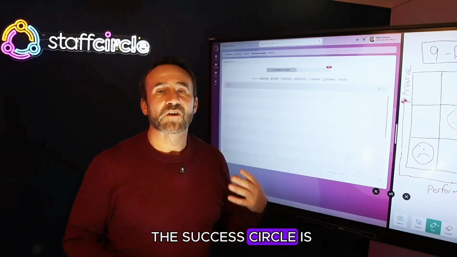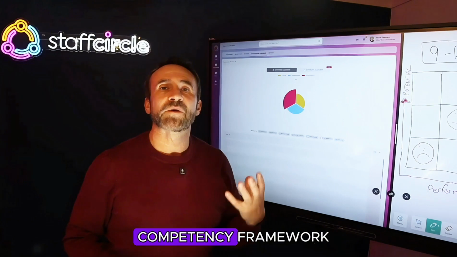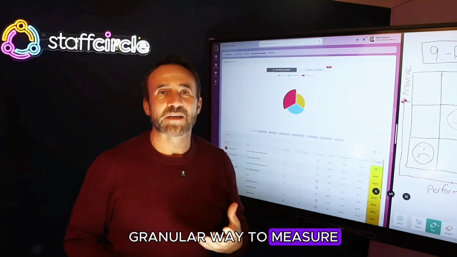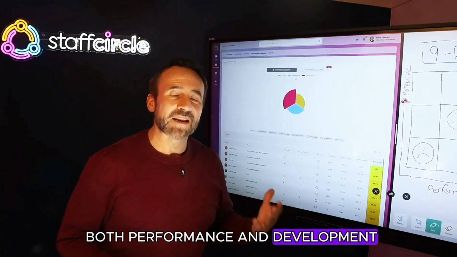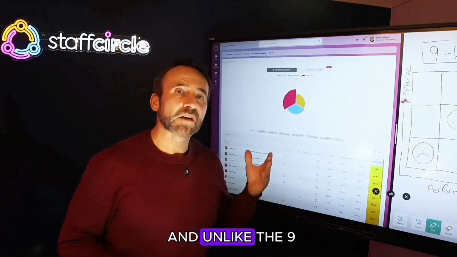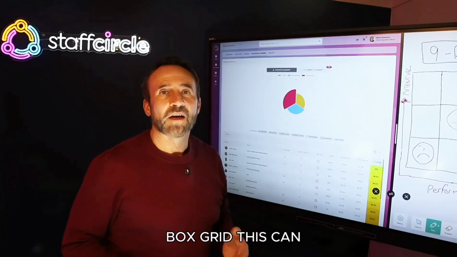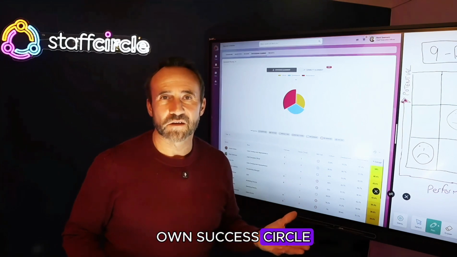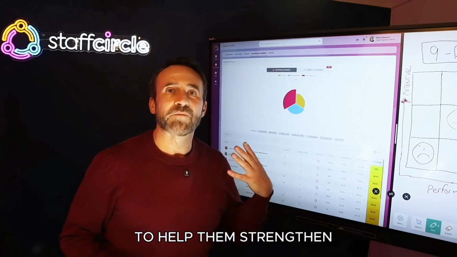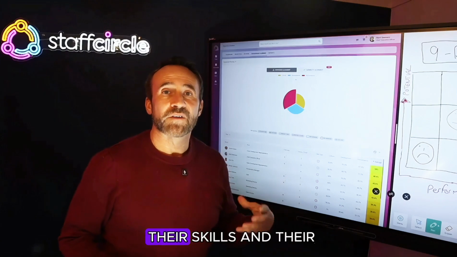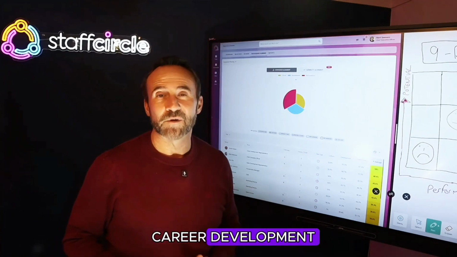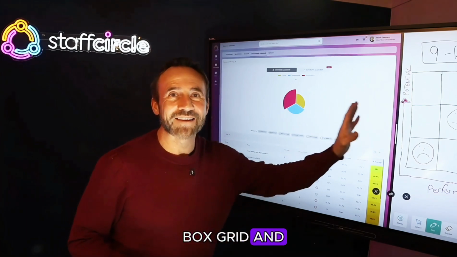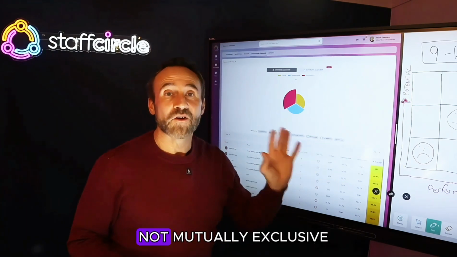The success circle is linked to an integrated competency framework, which delivers a more granular way to measure both performance and development. And unlike the 9box grid, this can be given to individuals. They can have their own success circle, which can be used to help them strengthen their performance, their skills, and their career development.